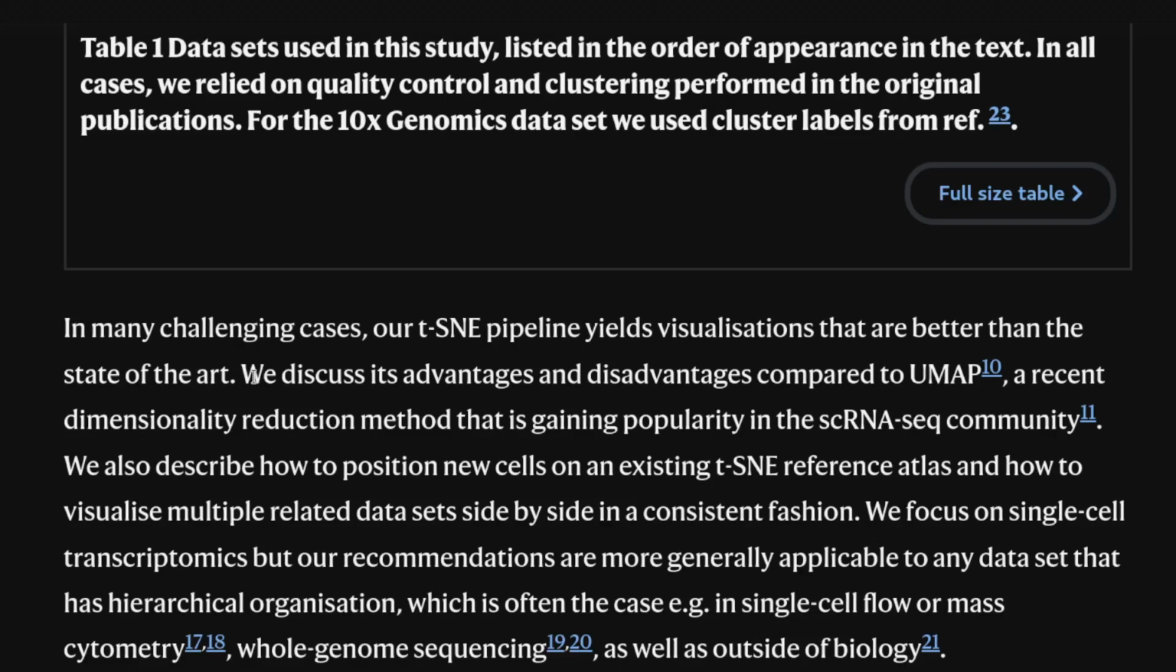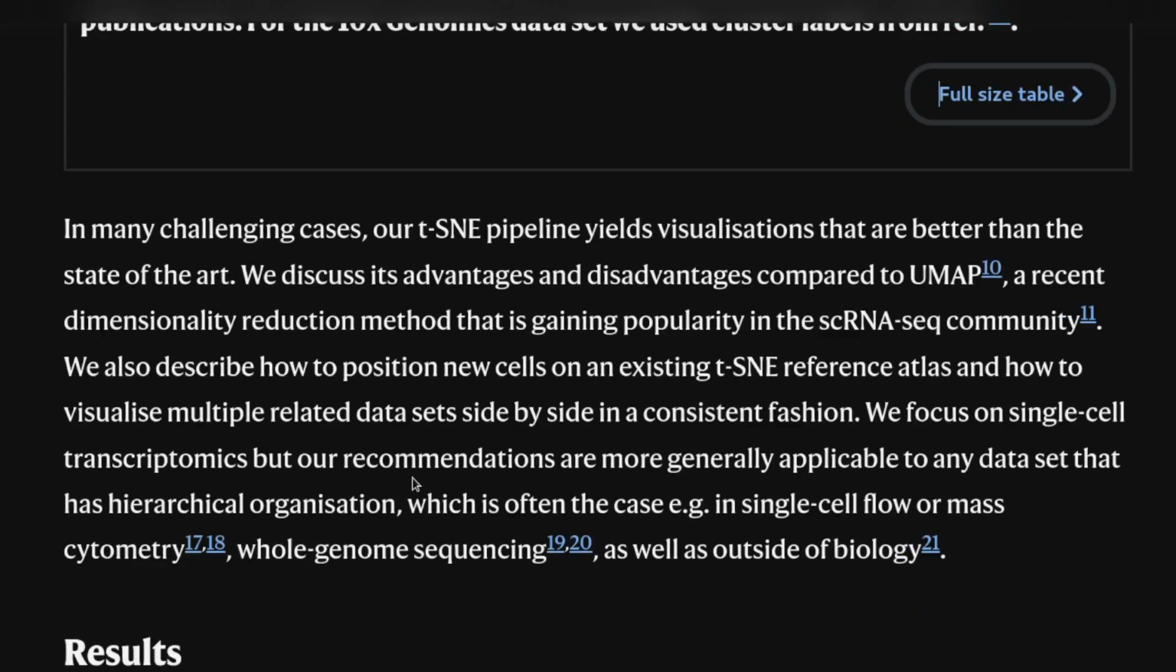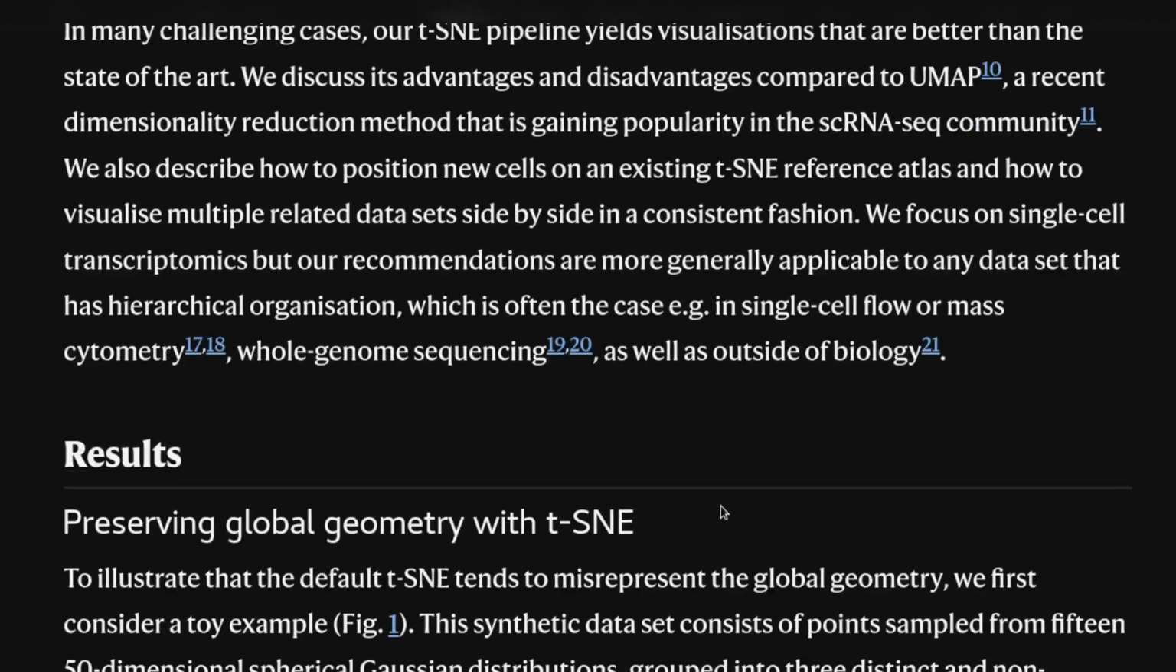Results: preserving global geometry with t-SNE. To illustrate that the default t-SNE tends to misrepresent the global geometry, we first consider a toy example, Figure 1. This synthetic dataset consists of points sampled from 1550-dimensional spherical Gaussian distributions, grouped into 3 distinct and non-overlapping classes. The data are generated such that the types within 2 classes do not overlap, and the types within the 3rd class are partially overlapping. As a result, this dataset exhibits hierarchical structure typical for RNA-seq data.